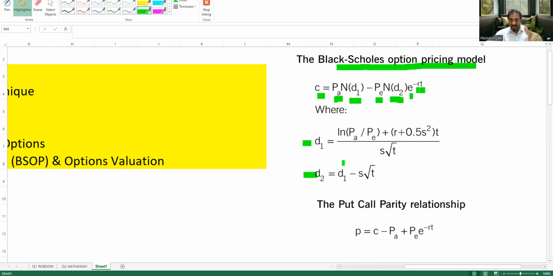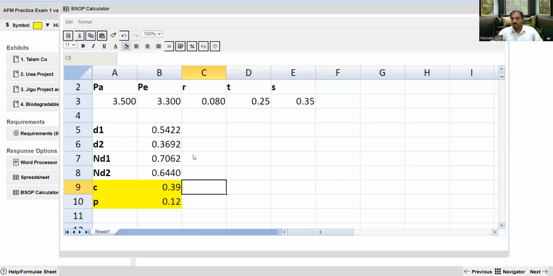Previously, the examiner was expecting you to mention all of the workings, but now you don't need to, because you just input the things, and it's automatically identified: D1, D2, ND1, ND2, C and P. That's important.